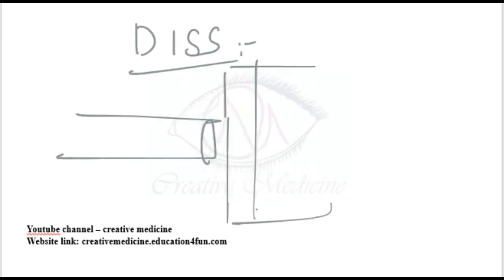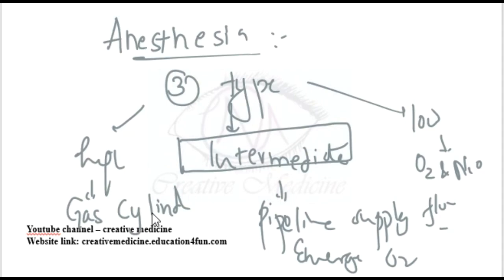So in high pressure systems, we have gas cylinders. Intermediate pressure systems, we have pipeline supply along with the emergency oxygen flush, pressure reducing valves, and fail safe valves also. Whereas low pressure system controls oxygen and nitrous oxide flow meters, vaporizers, common gas outlet, and hypoxia guards.